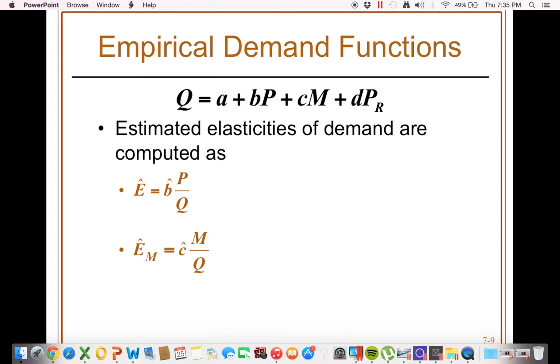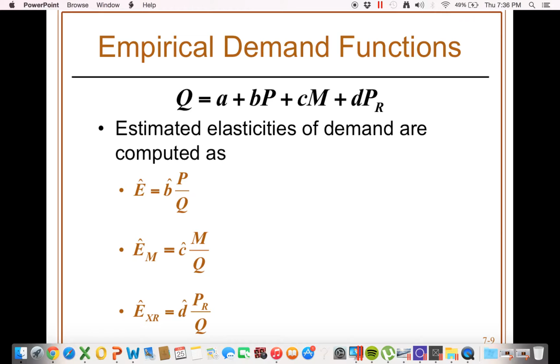Then look, the elasticity of income is computed as C hat times M over Q. And finally, the elasticity, which is called the cross-price elasticity of the related good, is D hat, which just has the price of the related good over the quantity demanded.